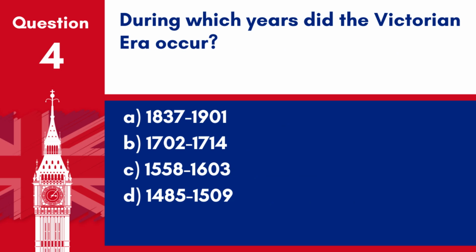Question 4. During which years did the Victorian era occur? A. 1837 to 1901, B. 1702 to 1714, C. 1558 to 1603, D. 1485 to 1509. Answer: A. 1837 to 1901. The Victorian era spanned from 1837 to 1901, coinciding with Queen Victoria's reign.